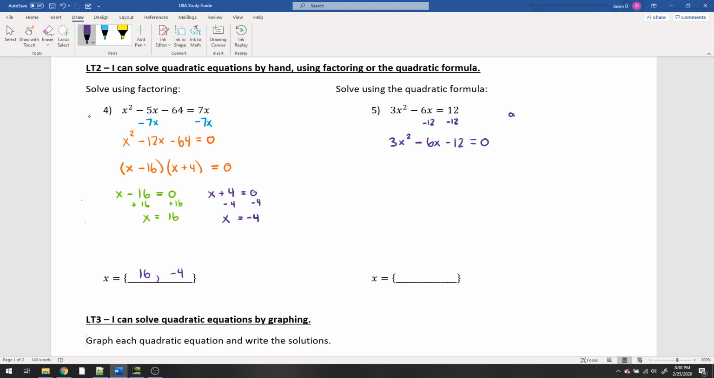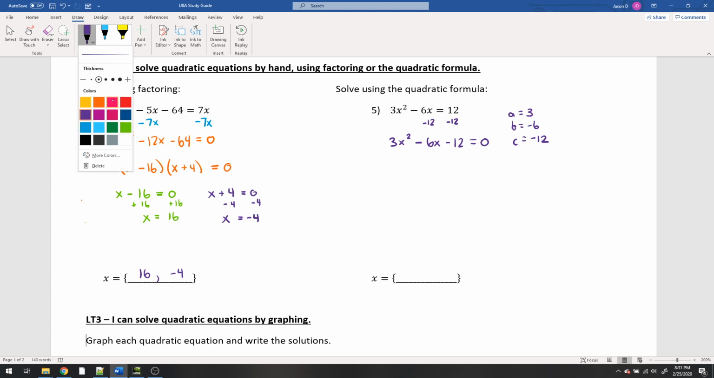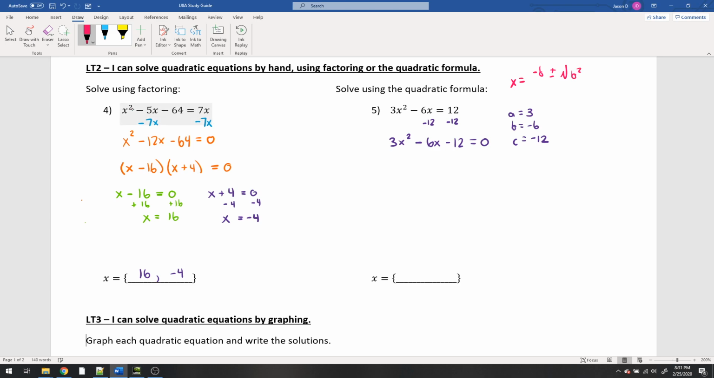Here, we need to identify the a, b, and c values. A is 3 because it's the coefficient in front of x squared. B is negative 6. And c is negative 12. The quadratic formula is a very important thing to memorize. If you don't have that memorized, I'll write that out here as well. The solutions are going to be x equals negative b plus or minus square root of b squared minus 4ac, all divided by 2a.